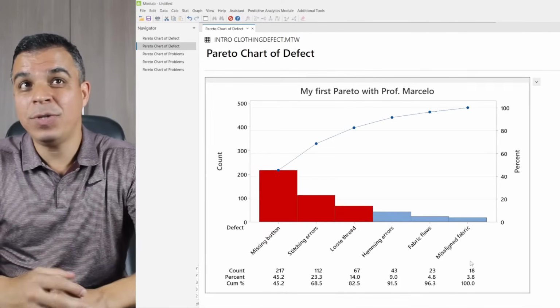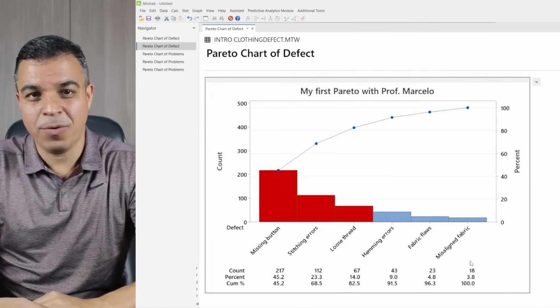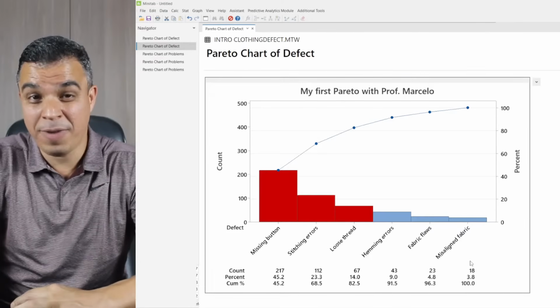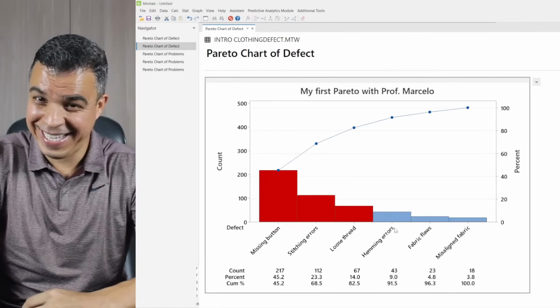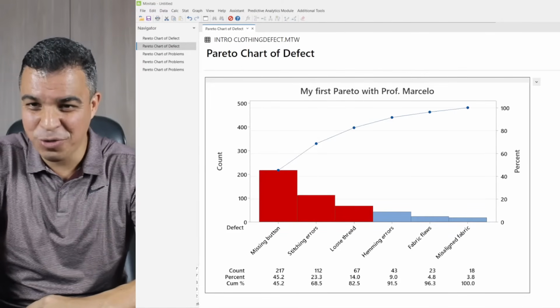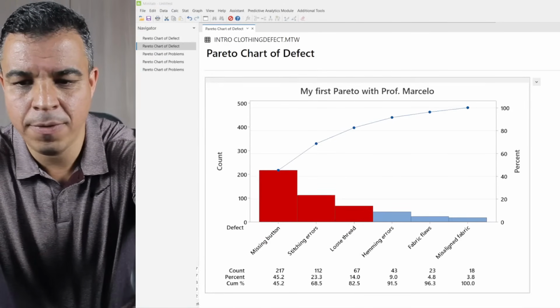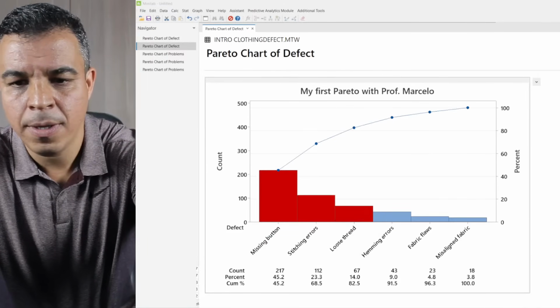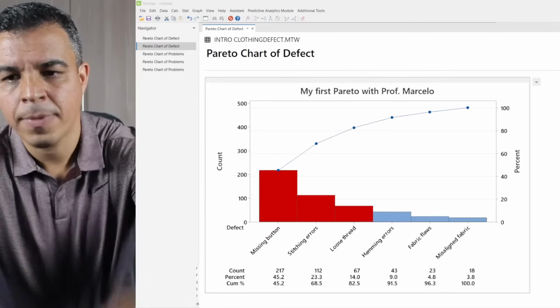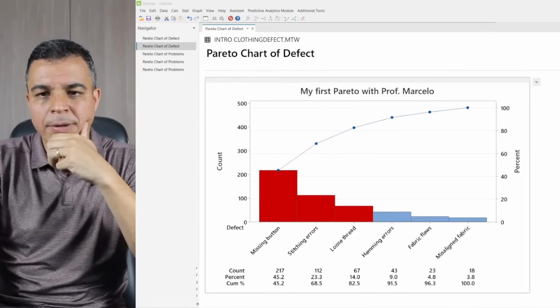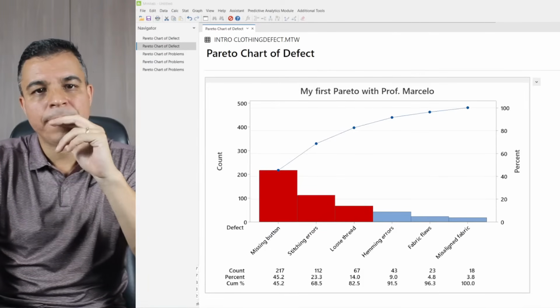So in this case, we don't have an 80-20 Pareto. We have an 82.5-50 Pareto. And it's a good Pareto, a very nice Pareto. Yeah?